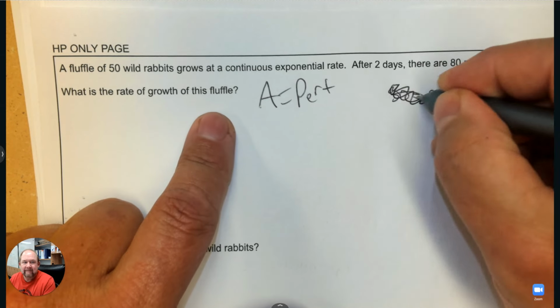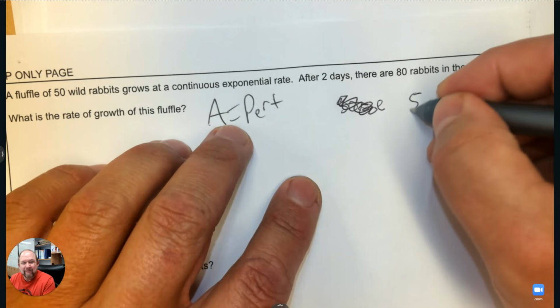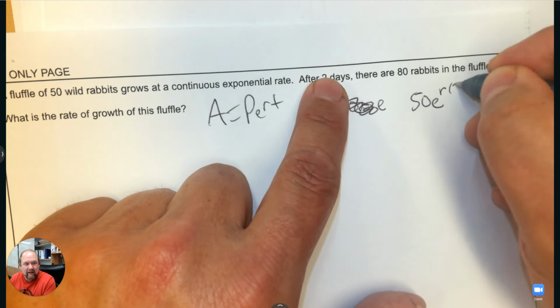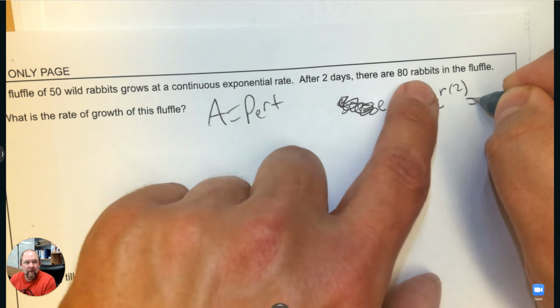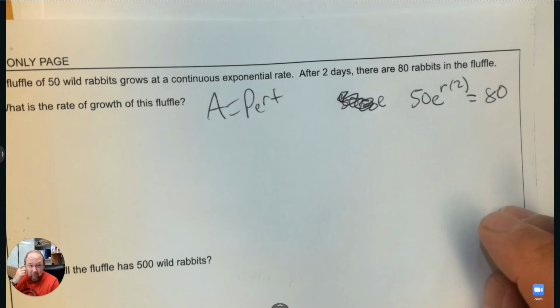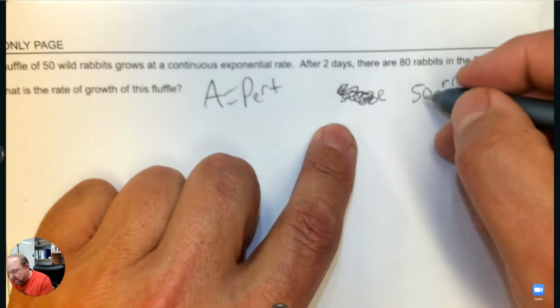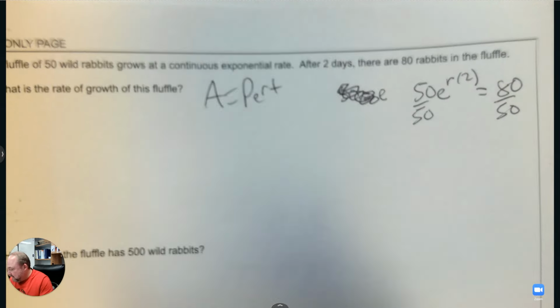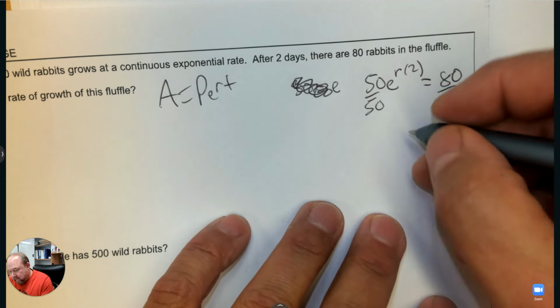Oops, let's try it again. We started with 50. And we don't know the rate, but after 2 days, there was 80. And so this equation will give me what rate we were growing at to get 80. So I'm going to divide by 50. I think that's a nice number. That's 1.6. So we have e to the 2r equals 1.6.